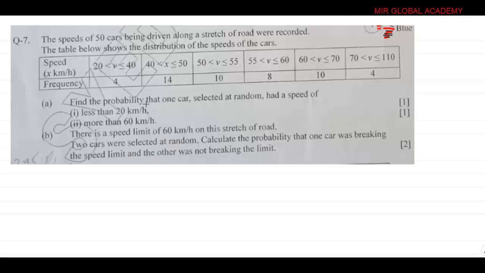Find the probability that one car selected at random had a speed of less than 20. There is no car which has speed less than 20. So the probability will be 0.